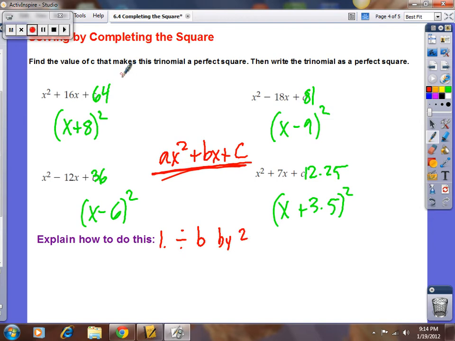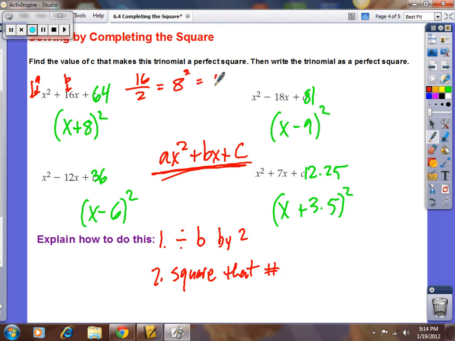So in this case right here, let's call this number 1. The b is 16, the a is 1, and the c is what we're actually trying to find. So the b is 16. If I take 16 and I divide it by 2, I get 8. Alright, step number 2, square that number. So 8 is my number. I'm going to square it. 8 squared is equal to 64. And that is my c.